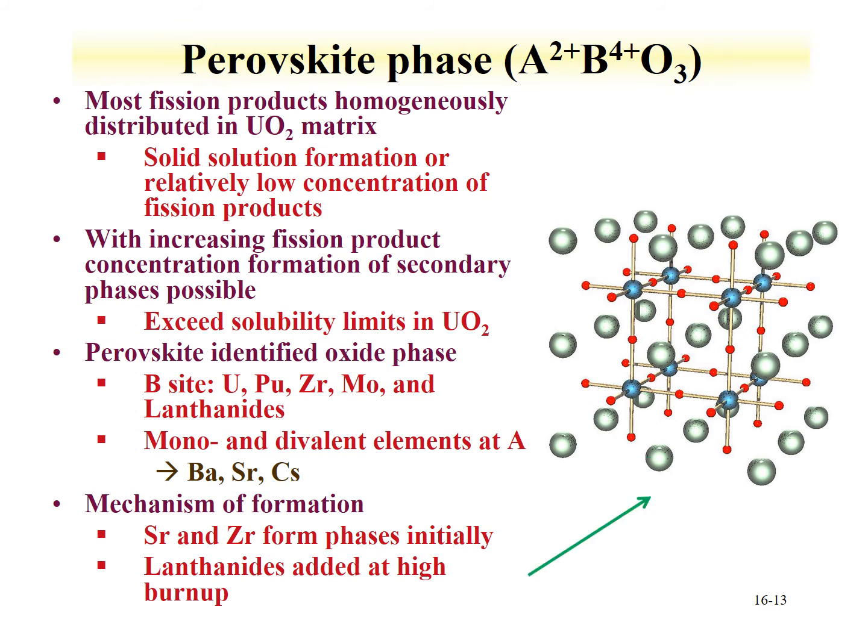For perovskite in fuel, the mechanism seems to be driven by the initial formation of a perovskite composed of strontium and zirconium. When this phase is initially formed, eventually lanthanides are added at higher burnup when more of them are made. So evaluation of the perovskite phase can be useful in determining burnup information, since the composition of the perovskite will be directly reflecting the amount of fission products, hence the burnup of the fuel.